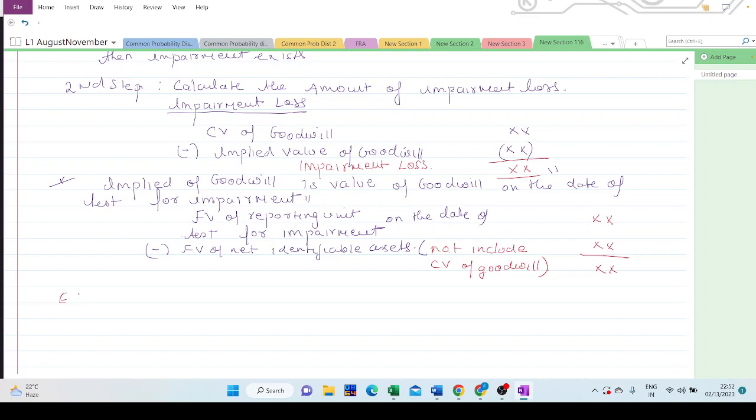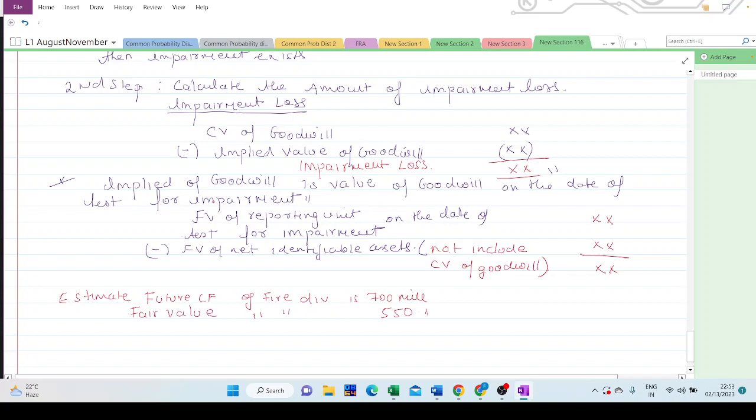So, estimated future cash flows of fire division is 700 million. Okay. XYZ has just received a purchase offer for fire division of 550 million. ठीक है ना? So XYZ has just received a purchase offer for fire division of 550 million. So that is basically fair value of fire division is 550 million.